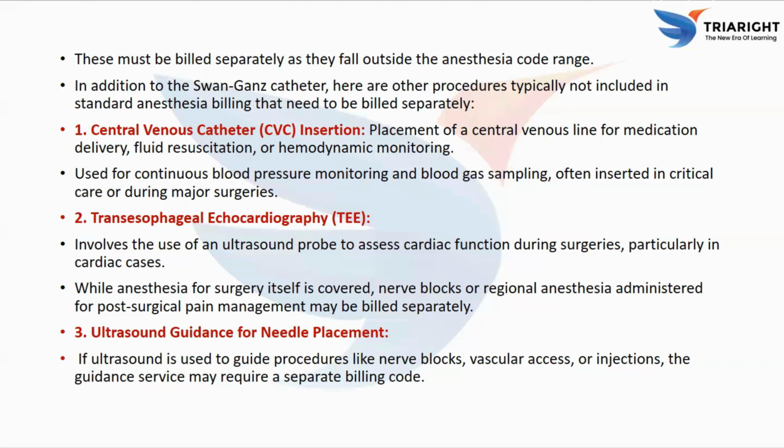And third is nerve blocks for post-surgical pain management. So anesthesia for surgery is included. But a nerve block for post-operative pain can be separately billed. For example, surgery is done under general anesthesia. After surgery, the anesthesiologist gives a nerve block for pain relief. So this may be billed separately if documented properly.